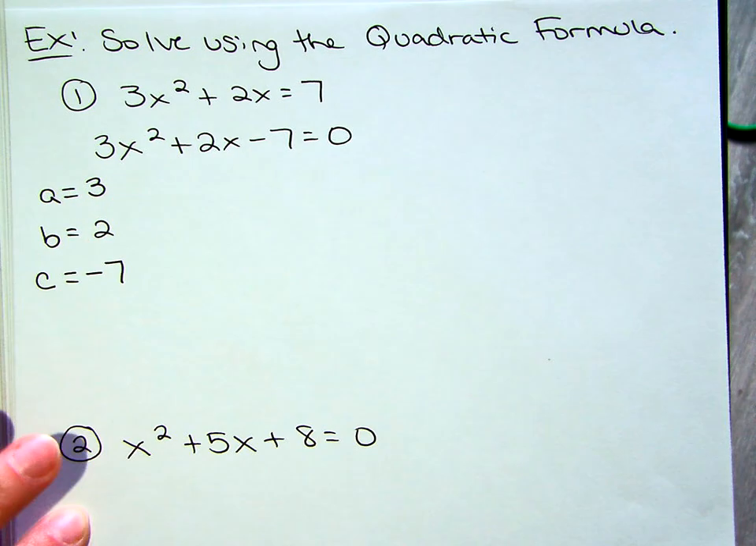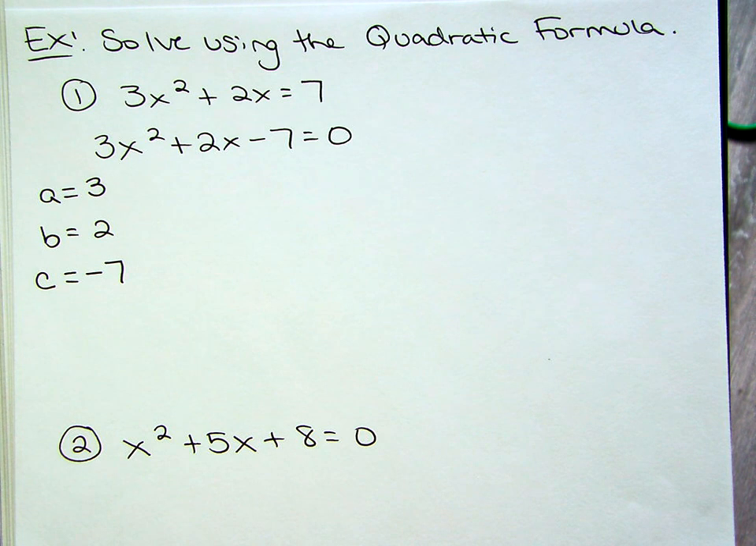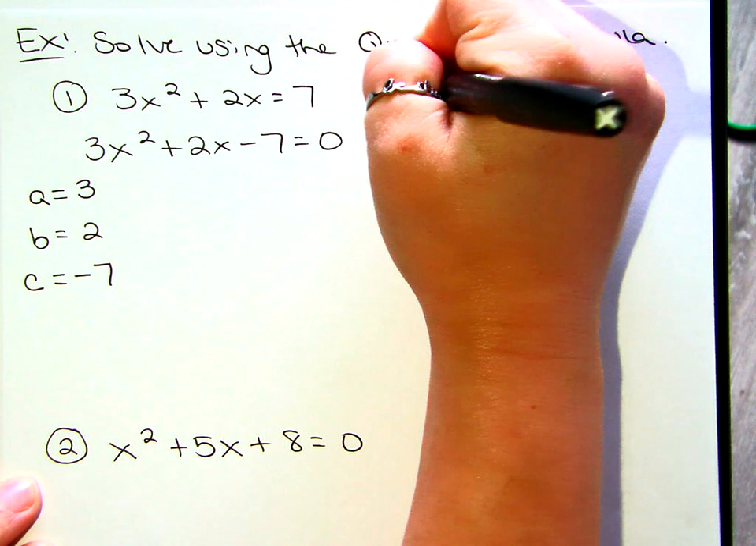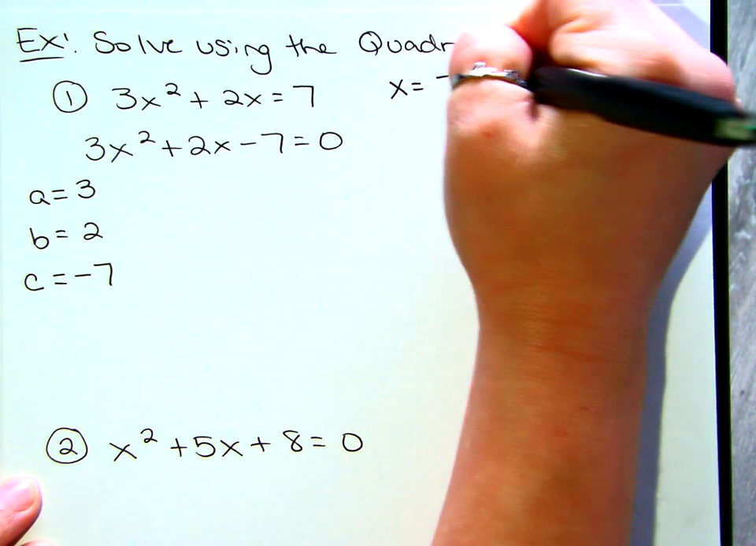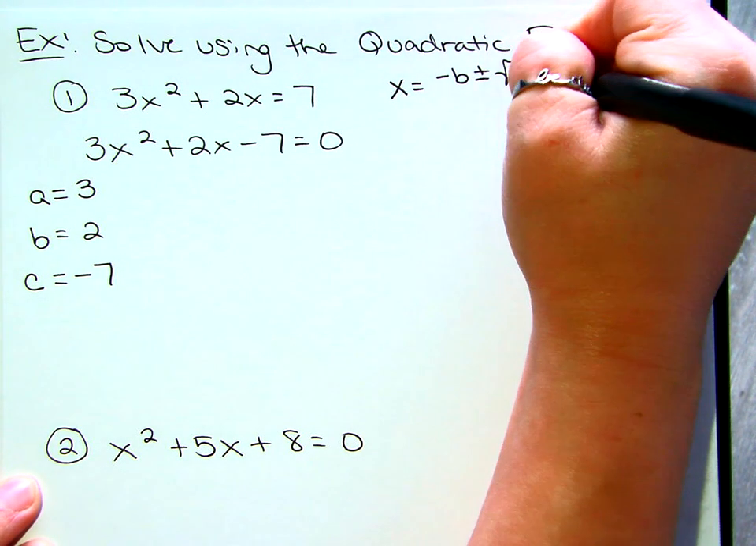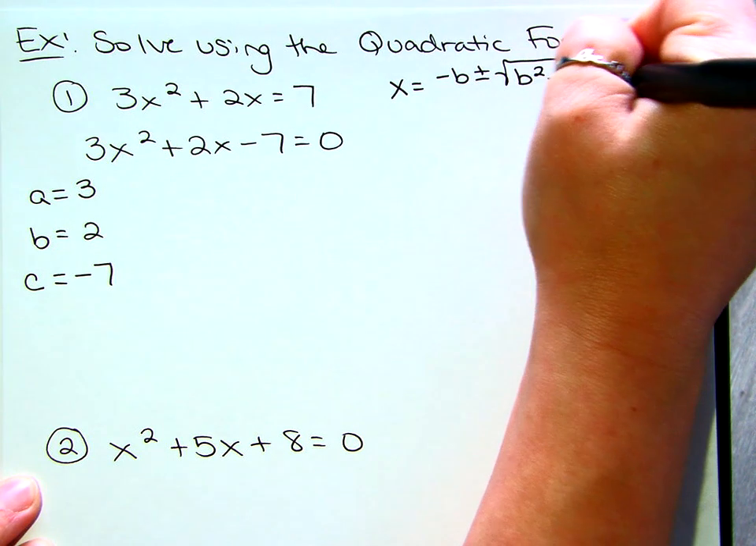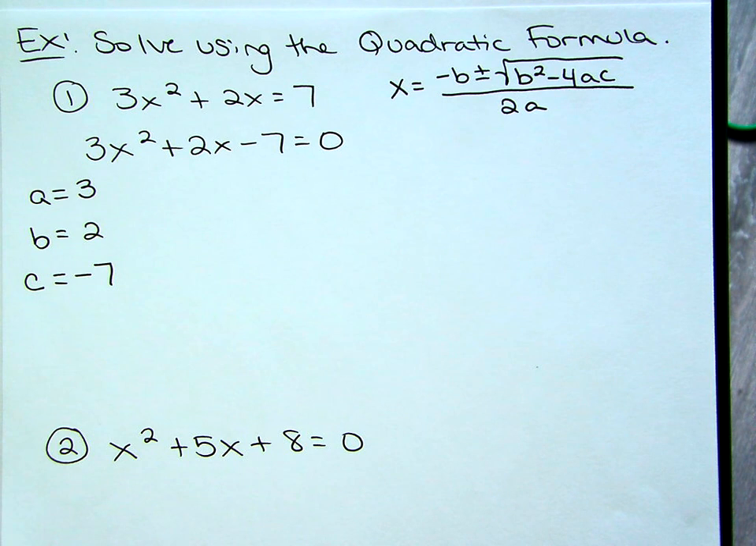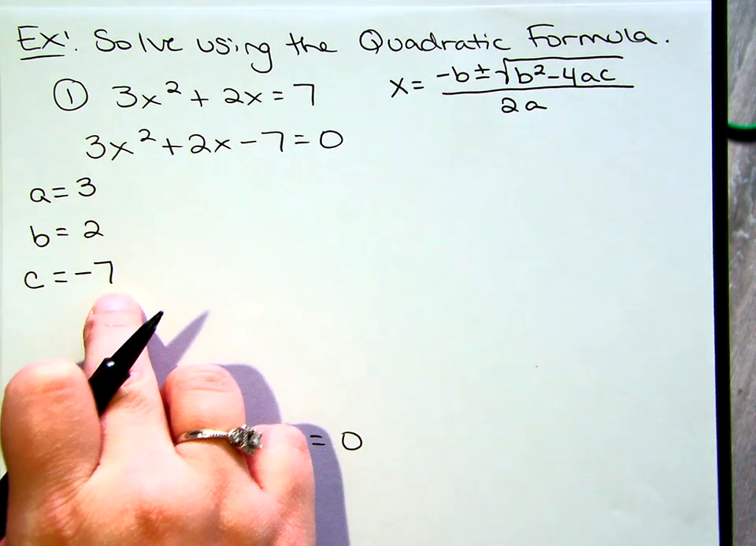Now, I'm going to use my quadratic formula to solve. x equals negative b plus or minus the square root of b squared minus 4ac all over 2a. I wrote it down because I'm using it. And now I'm going to substitute in the values for my a, b, and c, and then I'm going to simplify. And here is a word of caution.